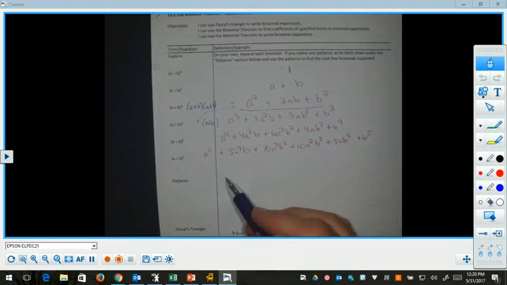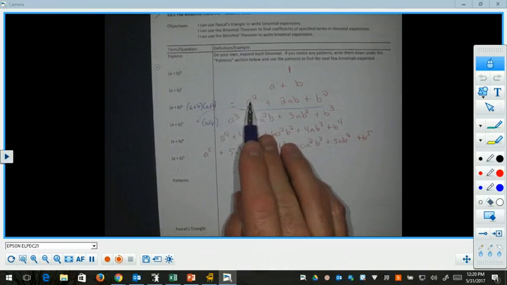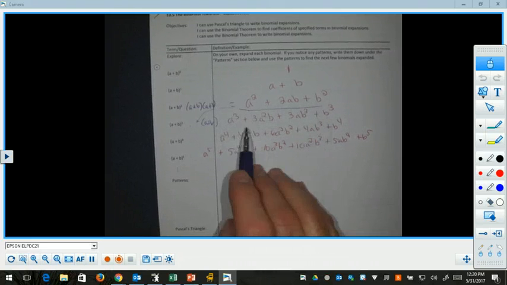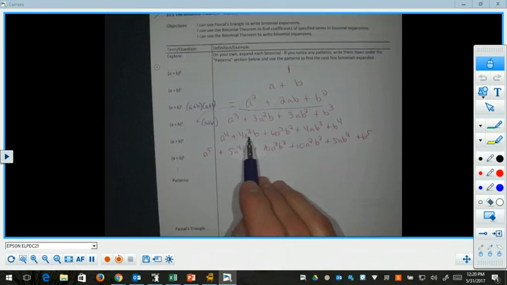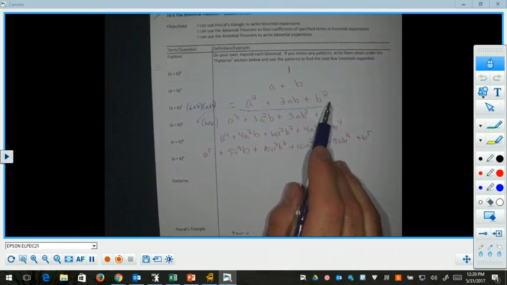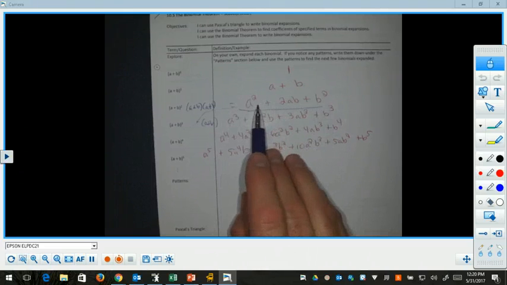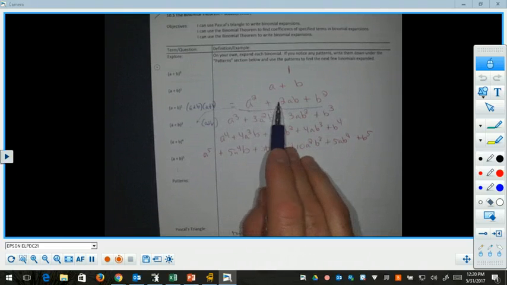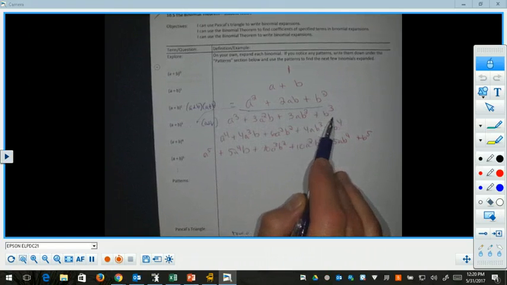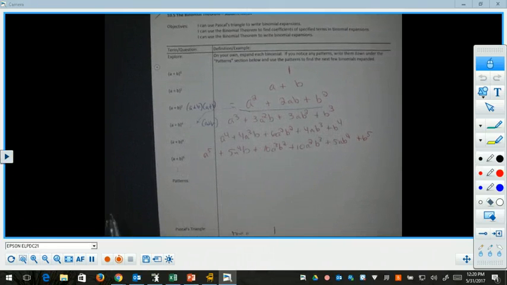You should have made some observations about what's happening to the exponents on the first variable, a. It's going down by 1: a cubed, a squared, a to the first, a to the 0; a to the fourth, a cubed, a squared, a to the first, a to the 0. And for the variable b, it's increasing from left to right, starting as b to the 0, b to the first, b squared, b cubed. I prefer to go from left to right, b cubed, b squared, b to the first, b to the 0.